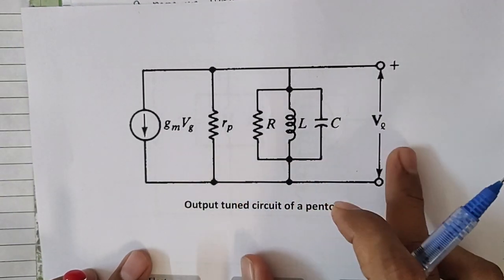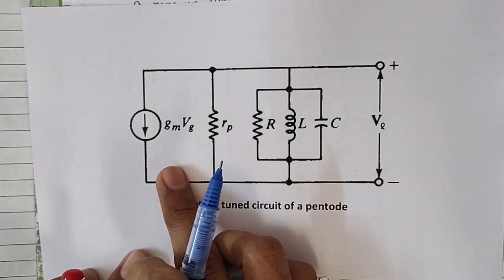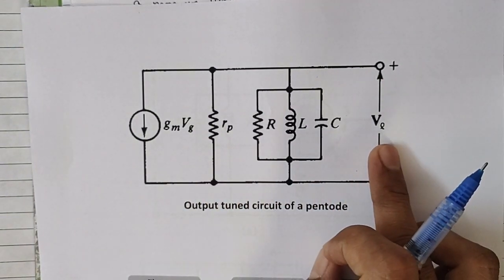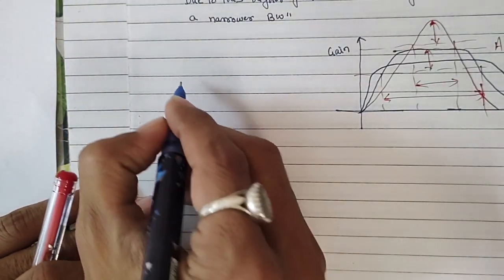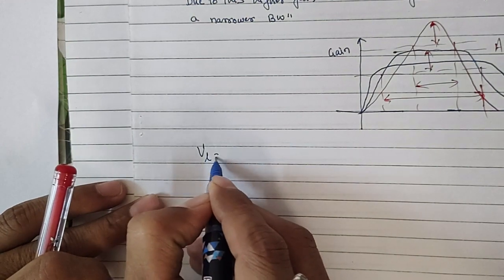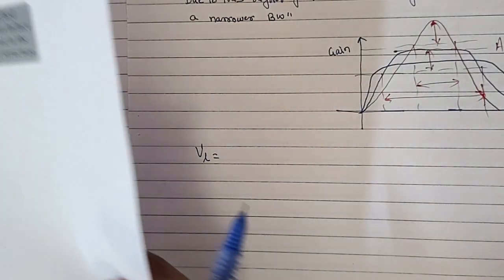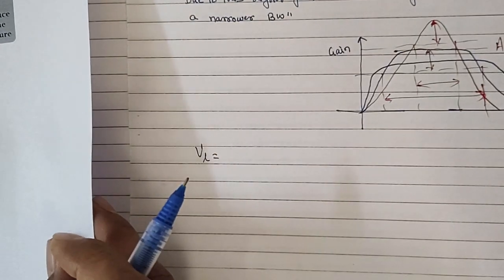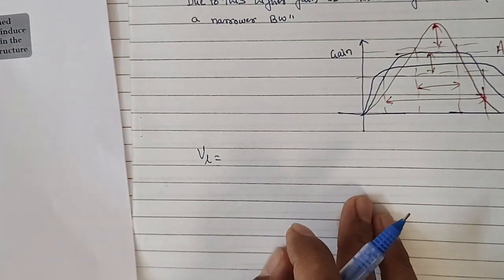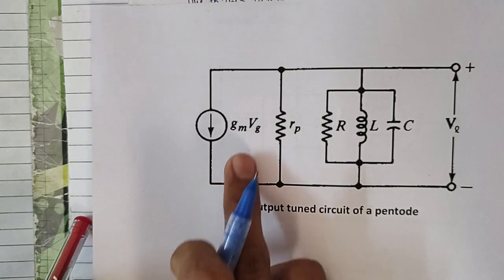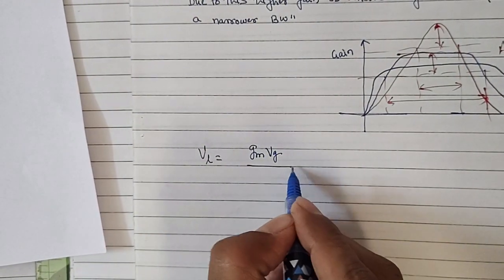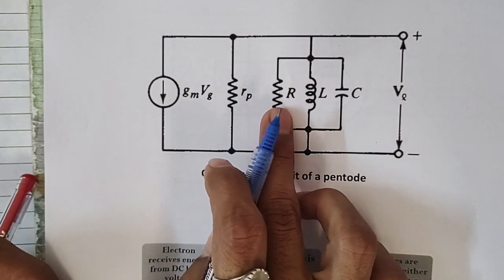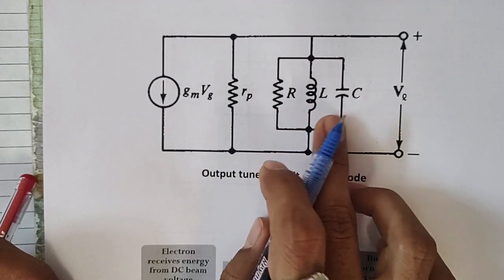So gain is what? Output voltage upon input voltage. So first we'll write for VL, which is the load voltage. So how I can write for VL? By looking at this circuit, VL is equal to V is equal to I into R. So what is current? Current is GM VG and R. So all this resistance, two resistances and two reactances are in parallel.